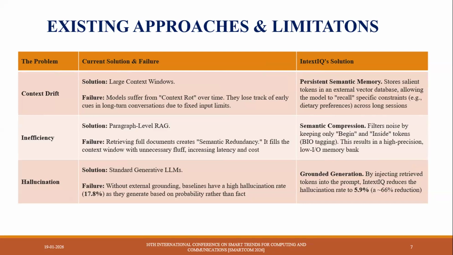The paragraph-level RAG retrieves full documents, which introduces semantic redundancy and increases both latency and computational cost. Index IQ applies semantic compression using BIO tagging, storing only meaningful begin and inside tokens. This results in a compact, high-precision memory bank with low I/O overhead. The third challenge is hallucination. Standard LLMs rely purely on probabilistic generation, leading to a high hallucination rate. By grounding generation with retrieved semantic tokens, Index IQ reduced hallucination from 17.8% to 5.9%, an improvement of approximately 66%.